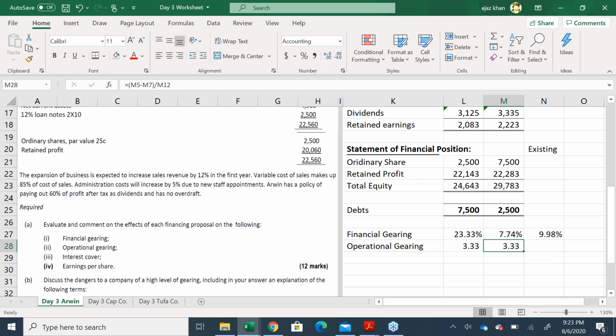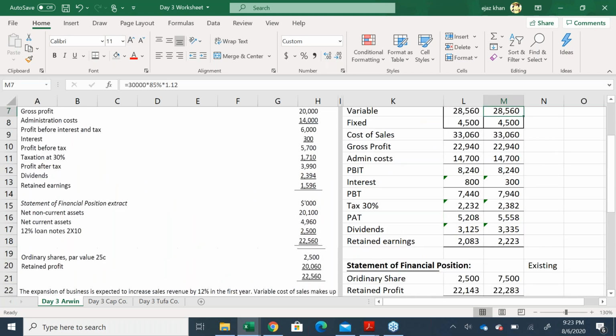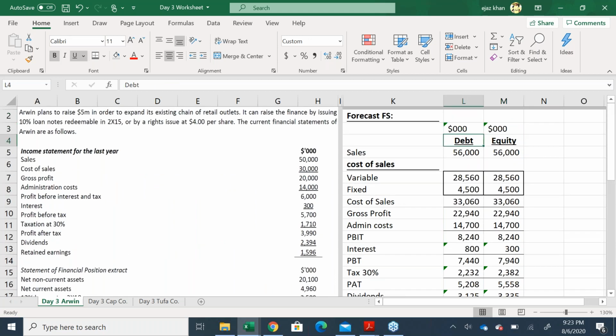No change. No change to your operational gearing, whether you are going for debt as a source or you're going for equity as a source. There is no change to your operational gearing. And just in one sentence, tell me why is that so? Why is there no change in your operational gearing because of the equity or debt choice?